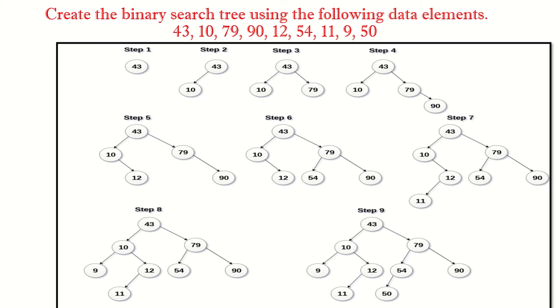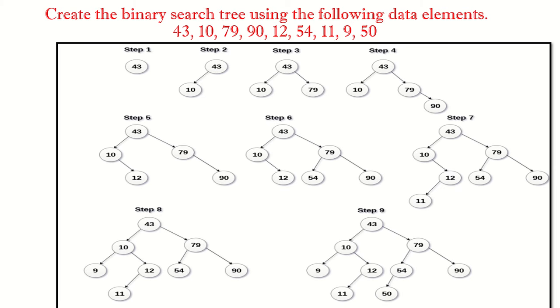The next element to be inserted is 90. In step 4, 90 will be compared with the root element. Since 90 is greater than 43, it moves to the right side of 43. As the 79 node is already there, 90 will again be compared with 79. Since 90 is greater than 79, 90 will be inserted as the right child of 79.